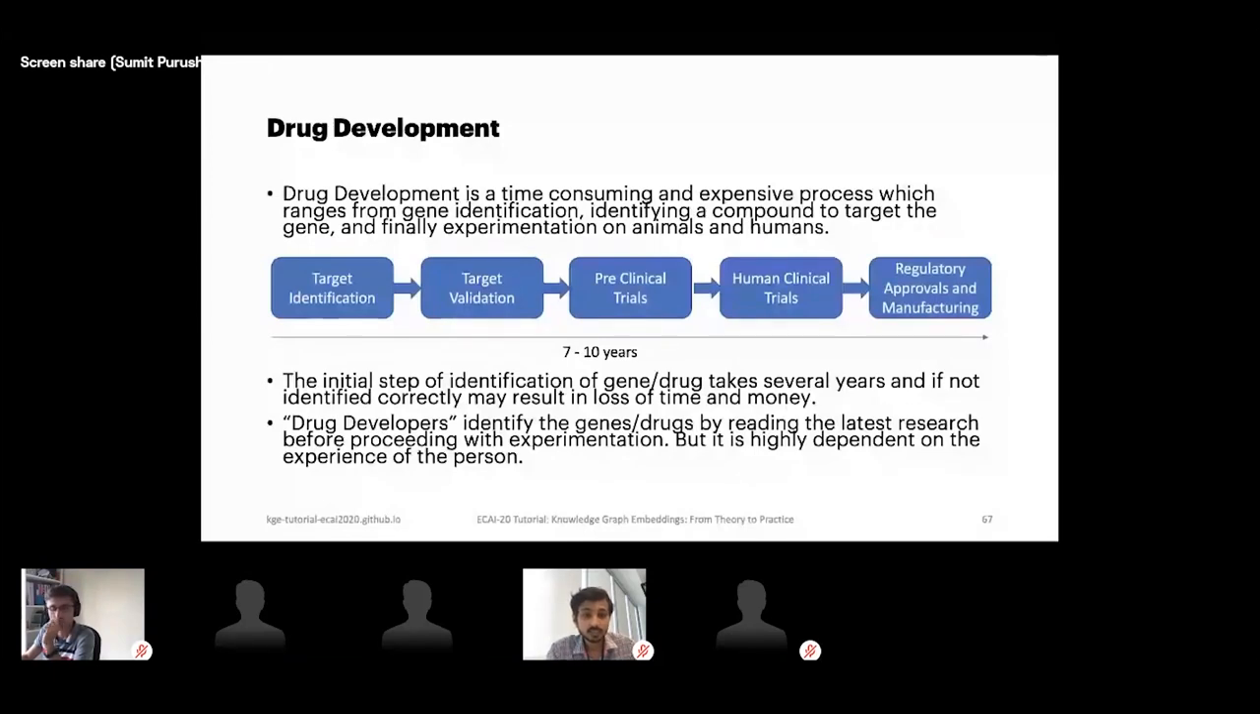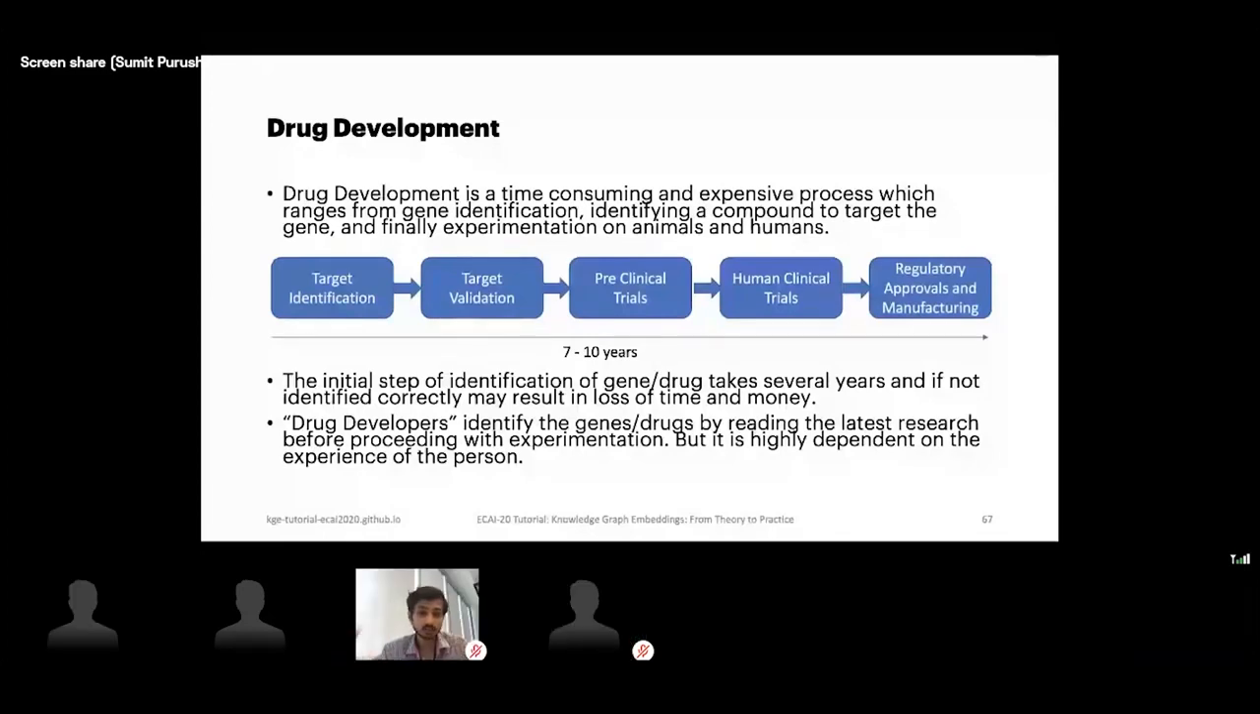So usually in the pharmaceutical industry, there are people who work specifically on this: the drug developers, and they do so by looking at the latest research that's out there. If you're interested in diabetes, you'll go online, look for different research, you'll do it yourself in your lab and so on. All this takes about 1 or 2 years, just the very first step of identifying this gene. And it's highly dependent on the drug developer's experience. So how good he is at choosing this gene, right?